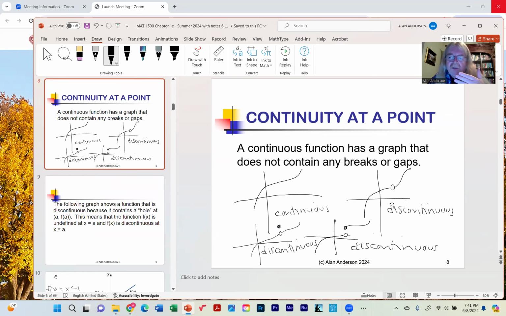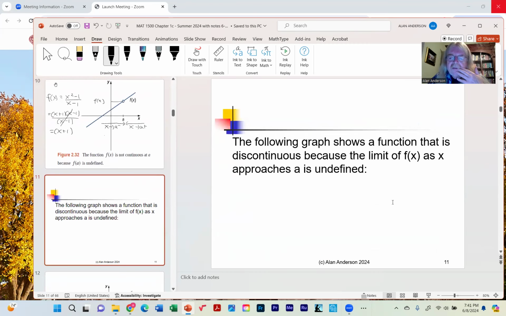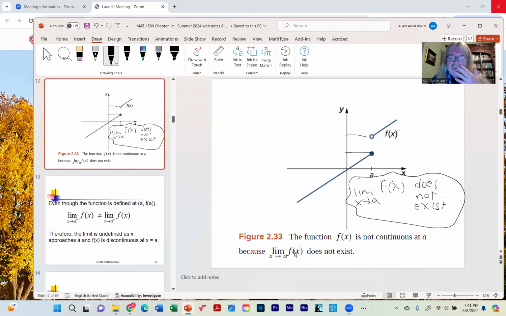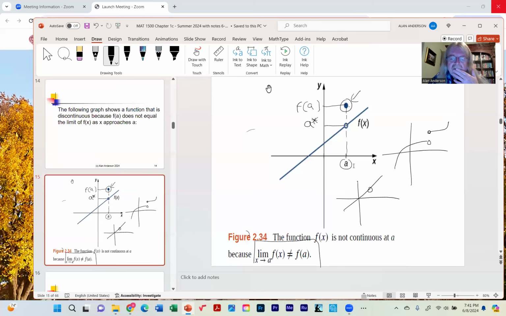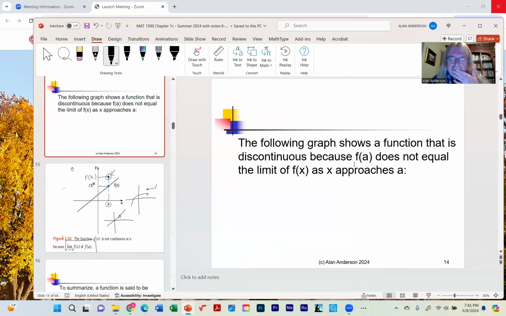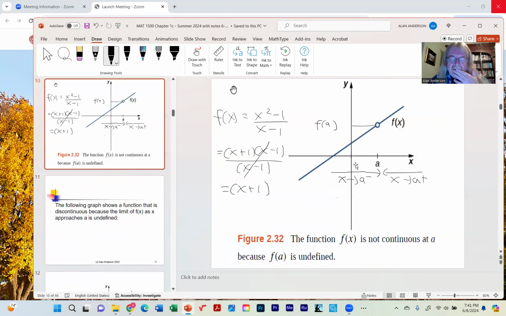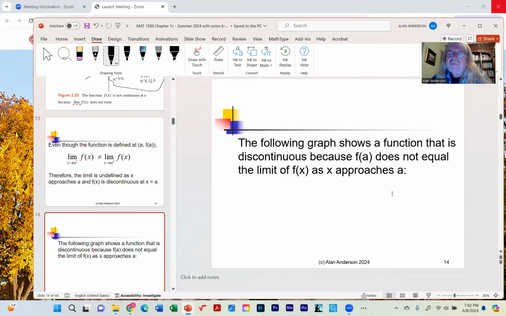And then formally, you can prove it by showing, in this case, for example, the limit does not exist at a. Therefore, we are guaranteed that this is not continuous. Here, we're seeing that the limit does exist, but it is not equal to f of a. And here we do have a limit, but f of a is undefined. Okay, so those are the three reasons why the function is discontinuous in these three cases.